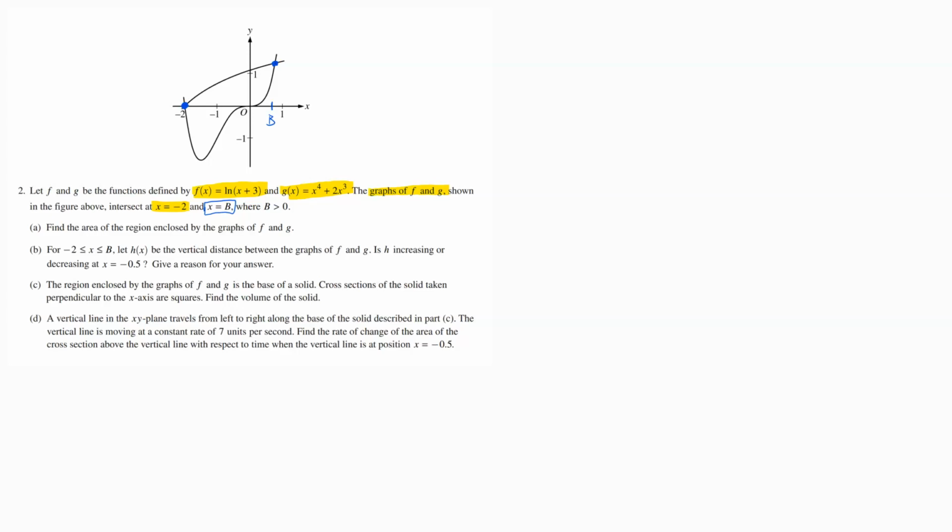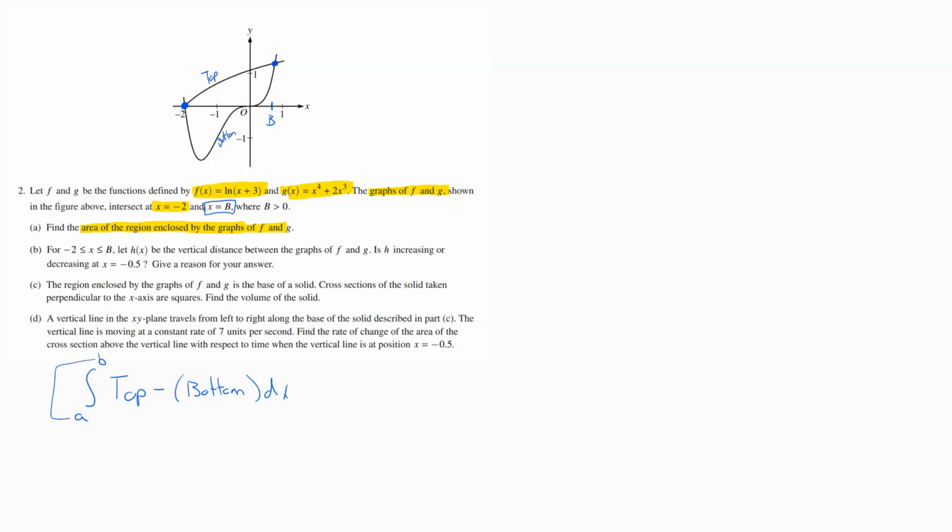Part A wants us to now find the area of the region enclosed by the graphs of f and g. So we're looking to find the area between two curves. The area between two curves is an integral setup that you just have to know. So the setup looks like the integral from A to B of whichever equation is on top minus, in parentheses, whichever equation is on bottom. In this situation, top and bottom mean above and below. So this would be the top equation here, and this would be the bottom equation there.